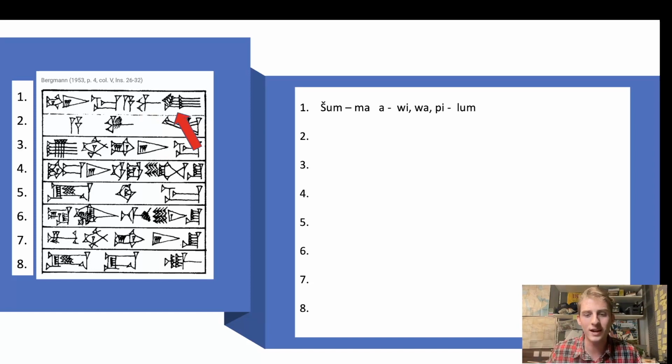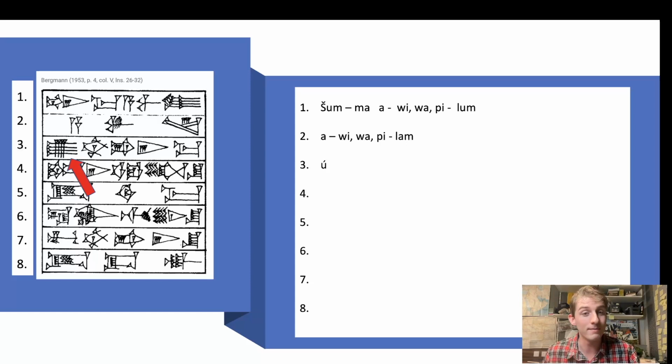Next, we have the lum sign, followed by the a sign and the wiwa pi sign. And then we have the lam sign. On line 3, it begins with the u2 sign. And as you can see, this dash here shows us that this is the second known attestation of the u sound. So this is just going to show us the spelling. It's not actually going to change the way that the sign makes a sound.